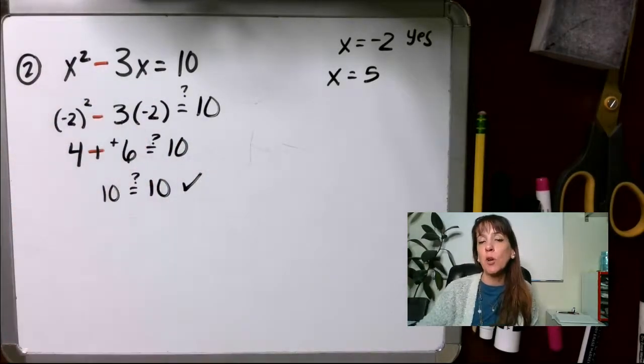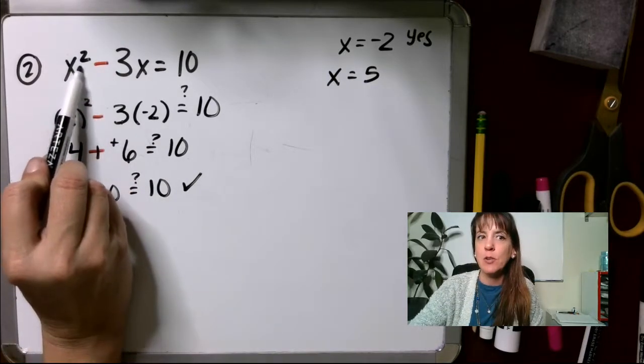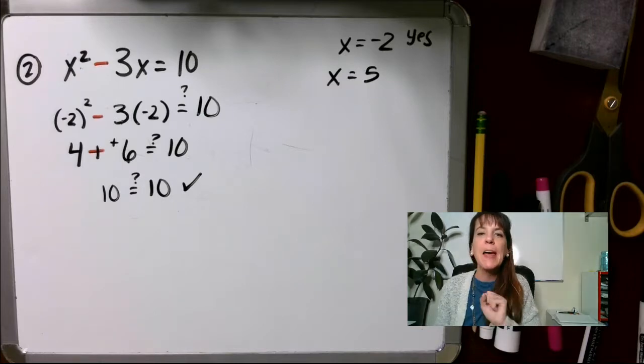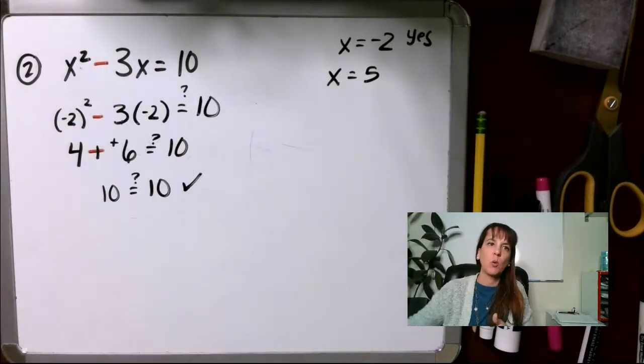Guys, if you look at a problem, as a general guideline, look for the highest exponent. Do you see how this has an exponent of 2? That means in general, there's going to be 2 answers. Now, we're going to get into some more. This is called a quadratic equation.